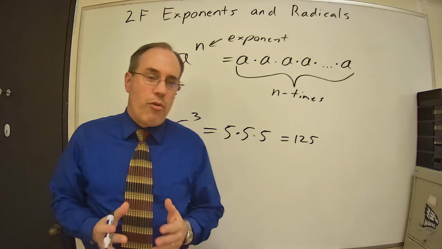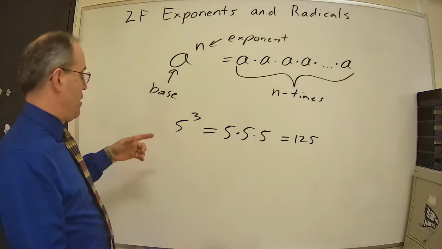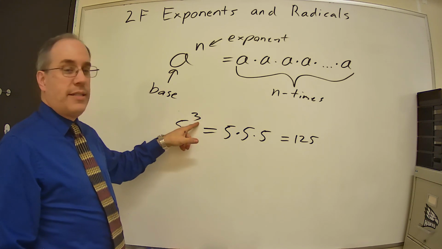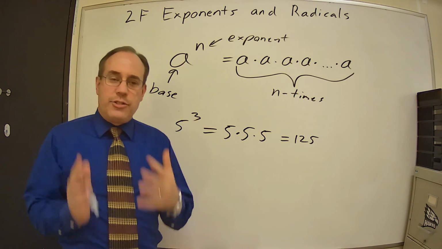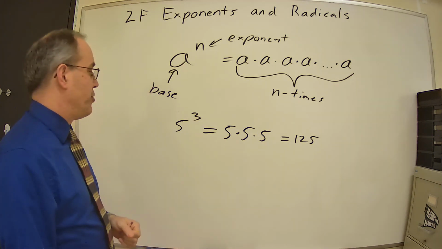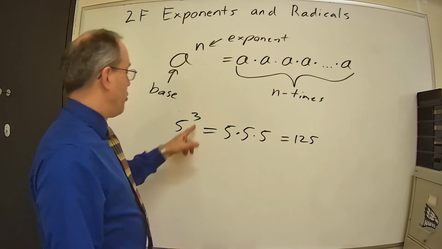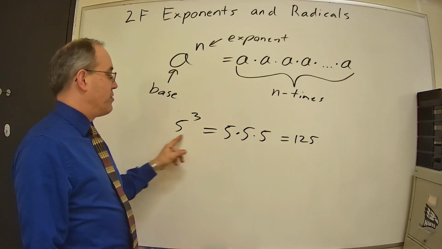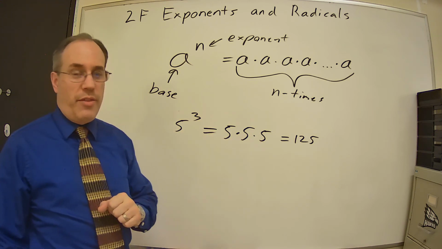Now I'm very careful about how I word that, because many times you'll hear people say, take 5 and multiply it together 3 times. And I don't quite agree with that wording, because you'll notice we'll only multiply twice. So this is how many 5s we're multiplying together. So we're taking 3 5s and multiplying together.